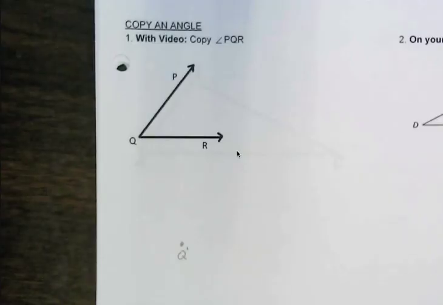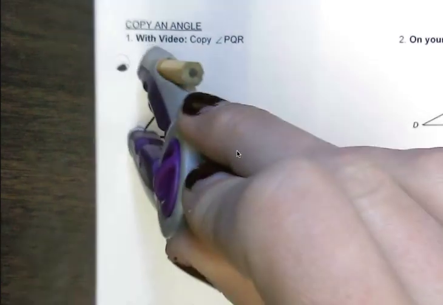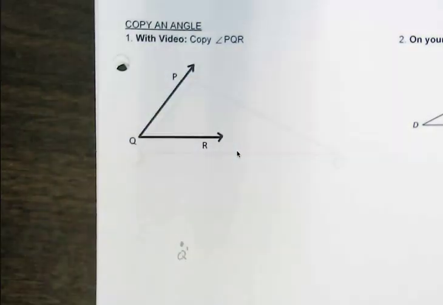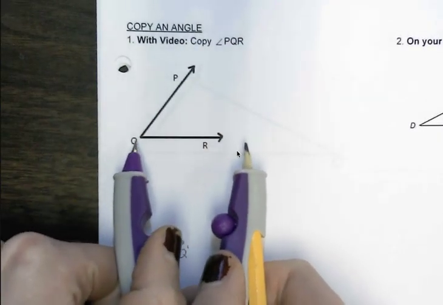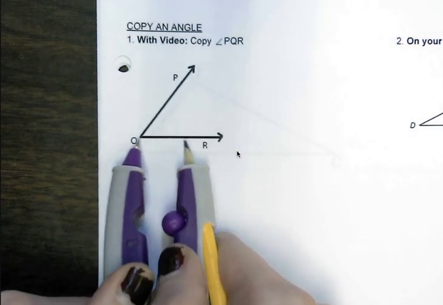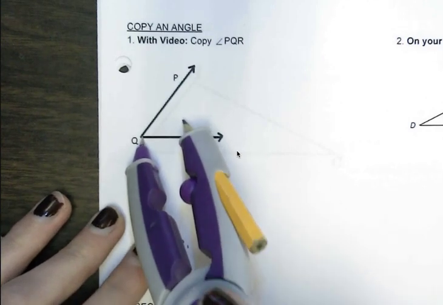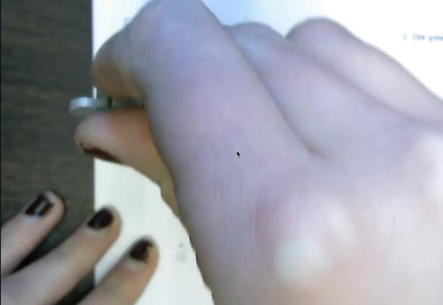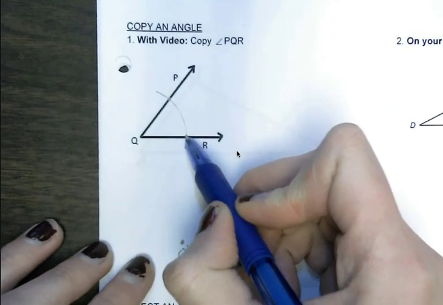So the first step you're going to do is you're going to put your pin on Q on the vertex, and we're going to make an arc so that it crosses both rays of my angle. It doesn't matter how wide you make it. The only thing is I don't want it to be wider than my angle, otherwise it's not going to cross when I sweep. So I definitely want it smaller than the length of one of the rays. And I'm going to put my point on Q and then draw an arc so that it crosses both rays. So it's crossing QP and QR. Okay, so I've got two intersection points from here to here.